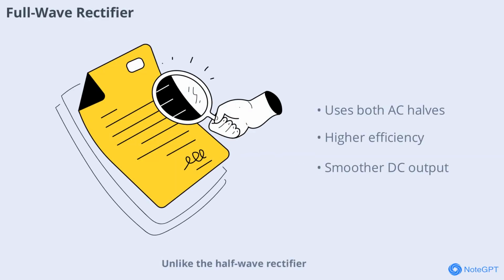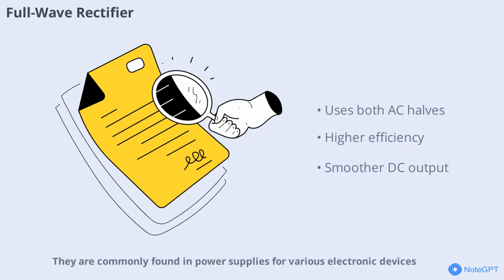Unlike the half-wave rectifier, a full-wave rectifier utilizes both halves of the AC waveform. This is achieved by using two diodes and a center tap transformer, or four diodes in a bridge configuration. The result is a smoother DC output, making full-wave rectifiers much more efficient and suitable for higher power applications. They are commonly found in power supplies for various electronic devices. Understanding the full-wave rectifier is key to grasping how modern electronics manage power conversion efficiently.